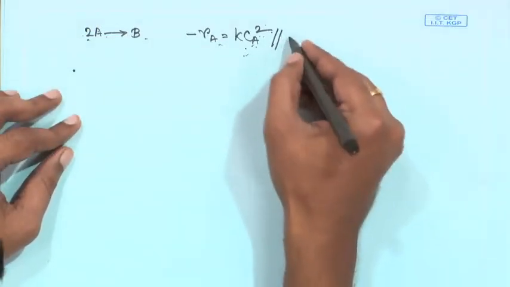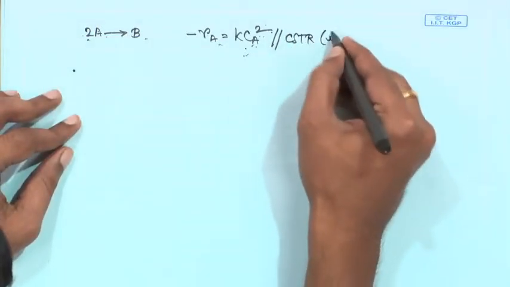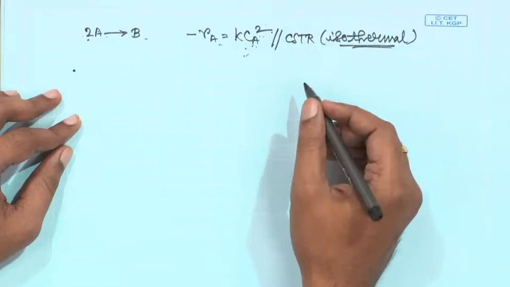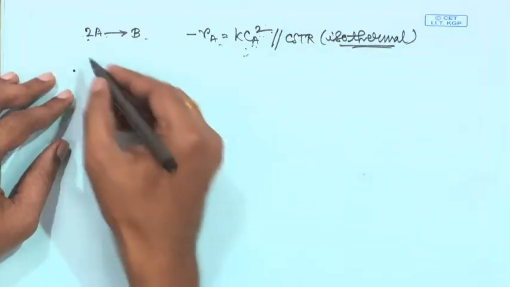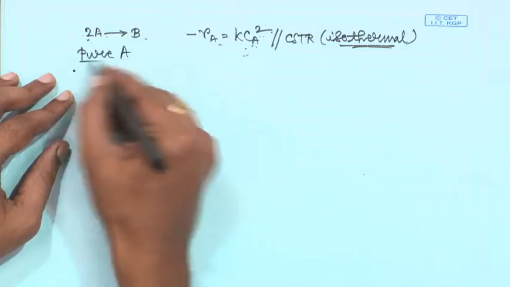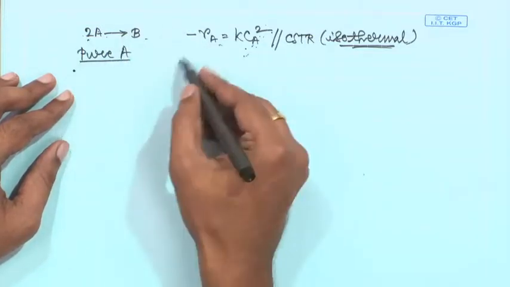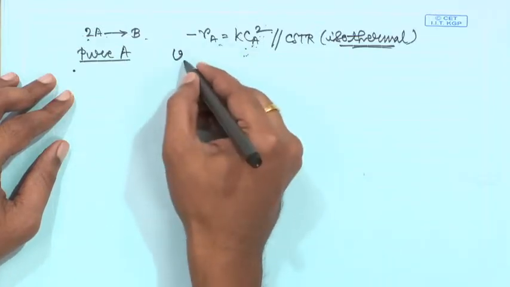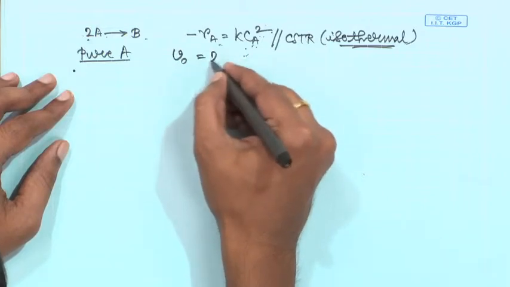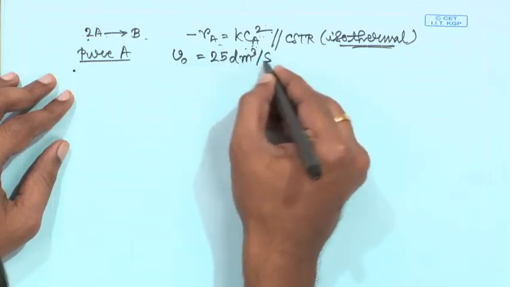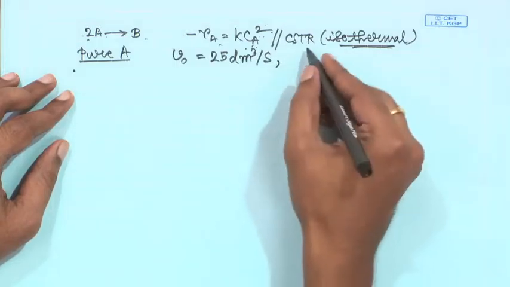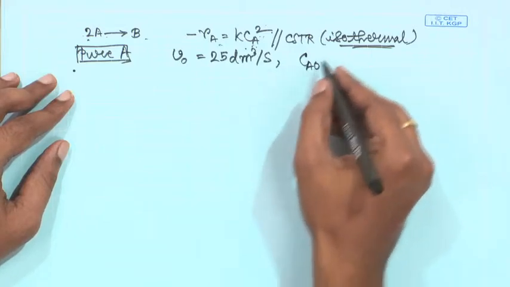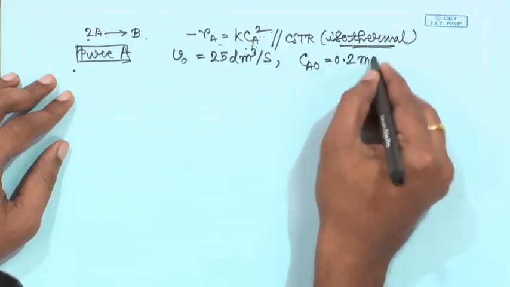Now, you are doing this reaction in a CSTR under isothermal condition, that means the temperature is not changing. You can take away the heat if it is an exothermic reaction, and so on, and keep the same temperature throughout. Now, pure A is entering the reactor at a volumetric flow rate, small v, of 25 decimeter cube per second, and the concentration of A entering, that means Ca0, is equal to 2 moles per decimeter cube.